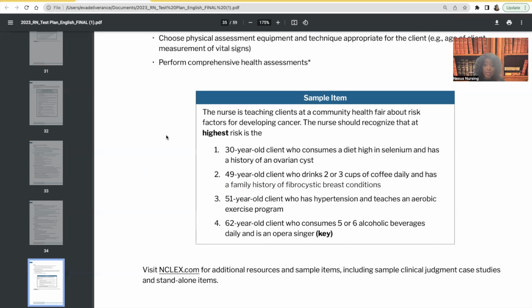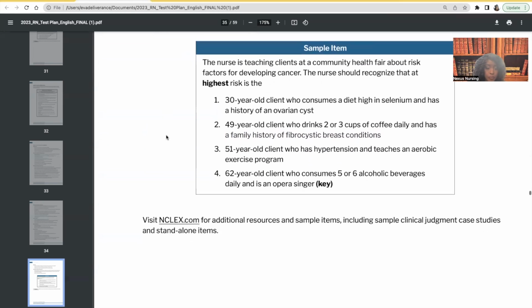That's going to place them at highest risk. Look at your other choices. 1, you have a younger person, they're 30 years old, diet high in selenium, and a history of ovarian cysts, not cancer. 2, you have a 49-year-old who drinks 2 to 3 cups daily and a history of fibrocystic breast conditions, not cancer. 3, 51-year-old with hypertension and teaches aerobic exercise. Well, they have hypertension, but they're doing what? Exercising. So all of these would be minimal risk, except for your number 4, that older patient and all that alcohol that they're drinking, okay?